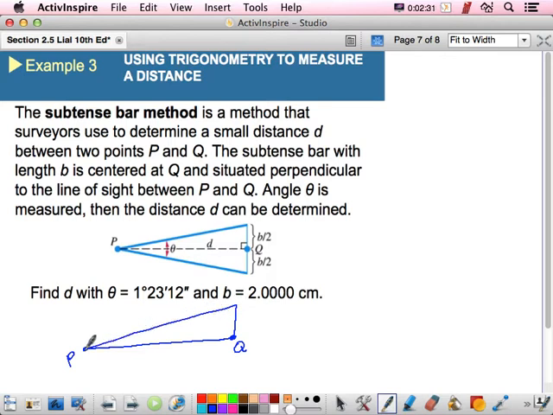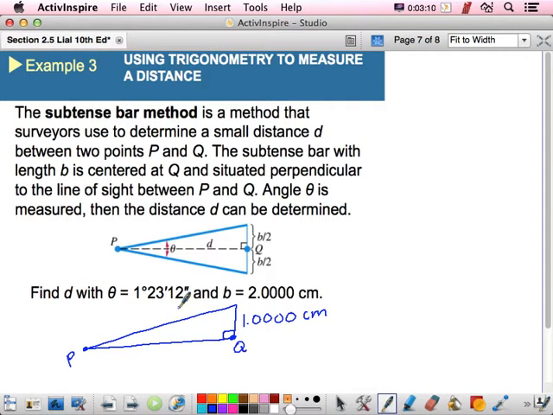I'm going to relabel it. Okay? If B is 2.0000, what is half of it? Just this upper half here. 1.0000 centimeters, right? Okay. If theta is 1 degree, 23 minutes and 12 seconds, we have to figure out a way to take half of that. Now the easiest thing to me is to convert that to a decimal and then take half. You guys okay with that?